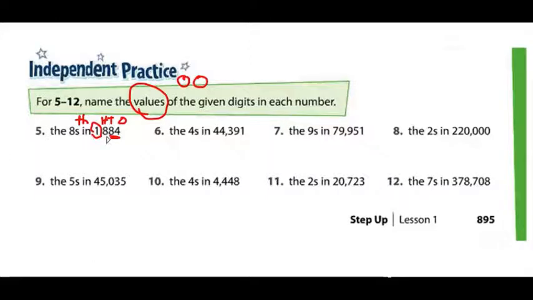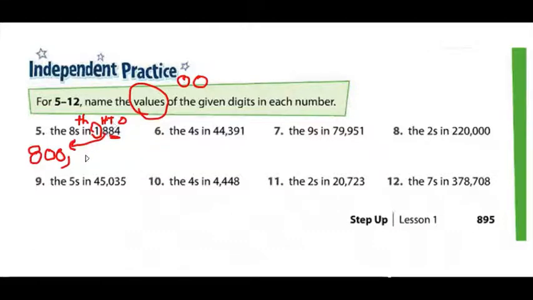Look at the first 8. Where is it? The first one on the left, the greater 8. So here, 8 is in which place? In the hundreds place. So 800 has how many zeros? 2 zeros. Very good. The second 8 on the right, 8 in which place?